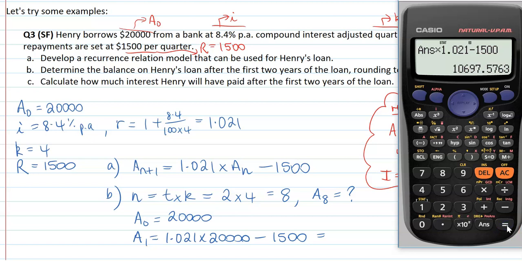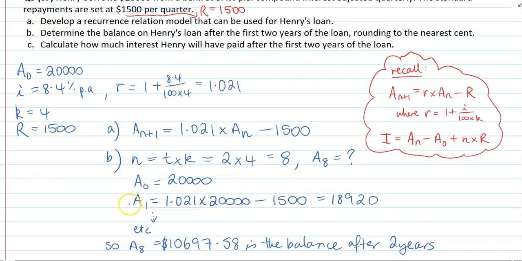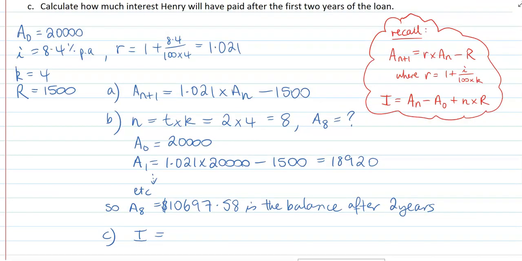So after 2 years, our friend Henry will have a balance of $10,697.58. From here, make sure you document your answer. You'll notice that I've only got 1 recursion there. 1 or 2 is fine, as long as we can see that you're demonstrating you know how to use the process of recursion.